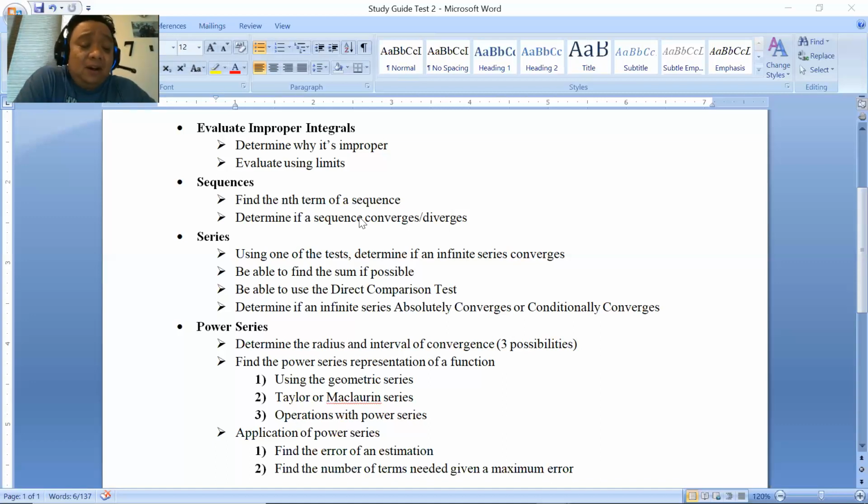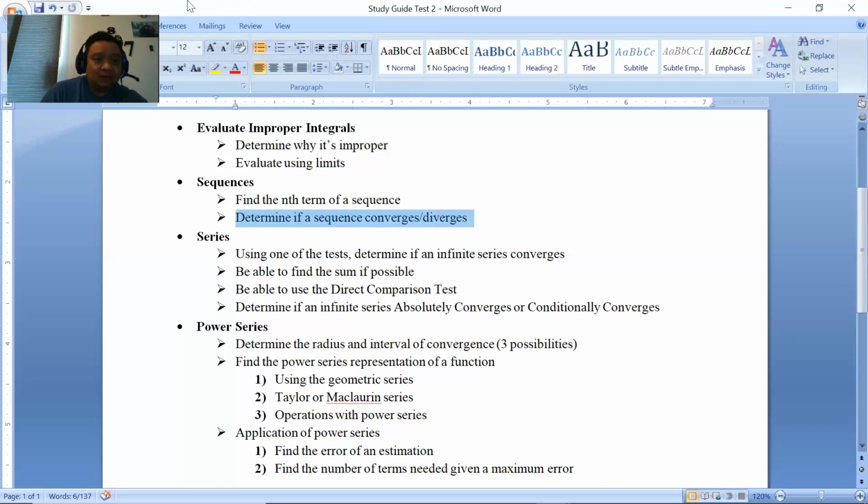So now moving on to the next one, which we actually already mentioned, it's series, right? So on a series, using one of the tests, determine if an infinite series is going to converge or diverge. And so I think if I remember correctly, there are 10 different tests. So there's 10 of them.